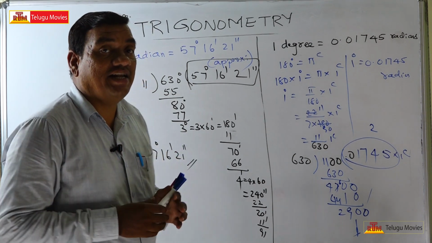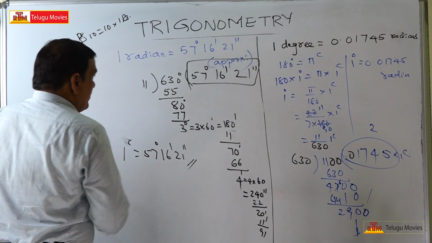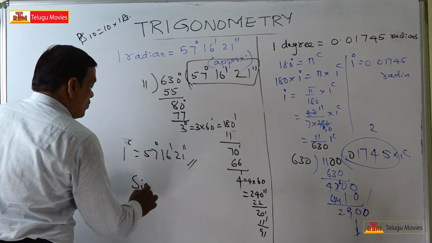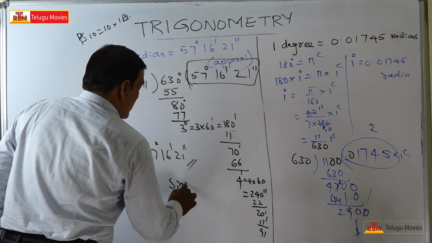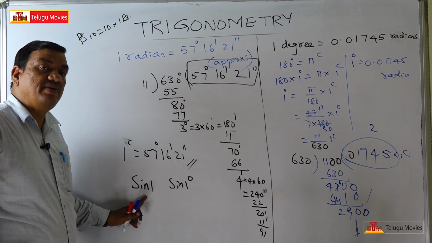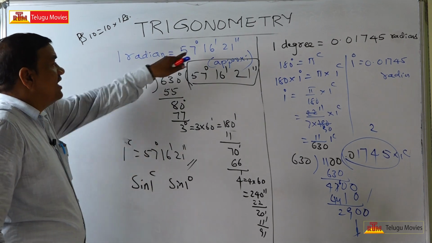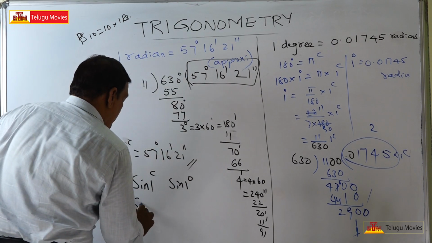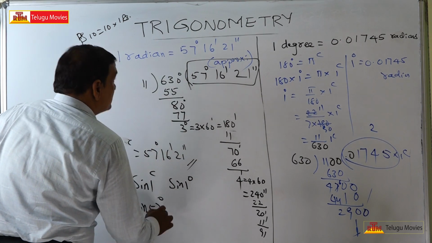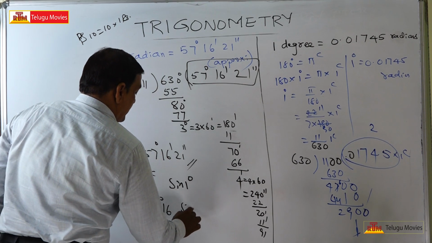One more thing you have to observe is, unless otherwise stated, all angles are in radians only. For example, if anywhere it is given sine 1 and sine 1 degree, what is the meaning of this? Sine 1 means 1 radian, which means sine of 57 degrees 16 minutes, and sine 1 degree.